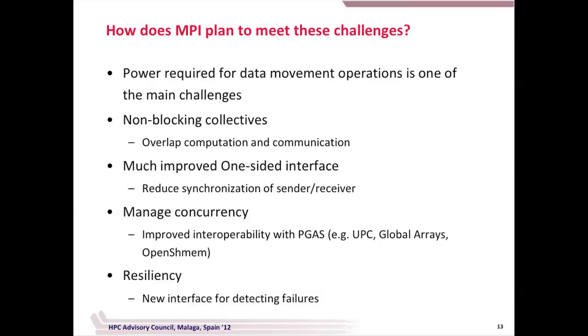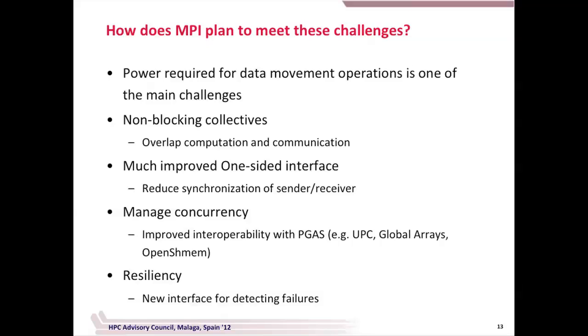And the next one is the one-sided operations. I mentioned that MPI 2 has some get and put operations, but I'll show a little bit later that it has some limitations. So people are trying to come up with a better standard so that you can do these get or put operations with reduced synchronization between the sender and the receiver.